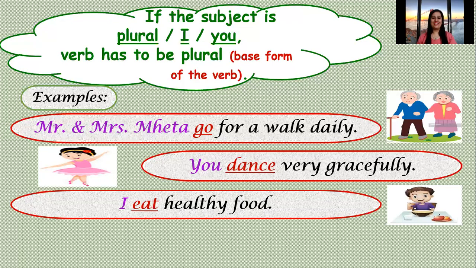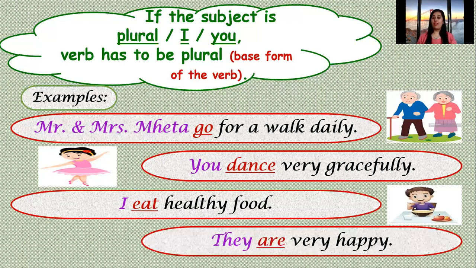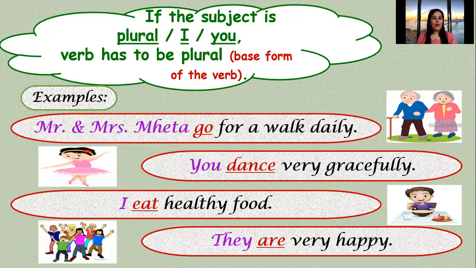The last one, they are very happy. They is a plural pronoun. So with they, we will use are. They are very happy. Understood? So make sure that the subject and the verb are good friends.